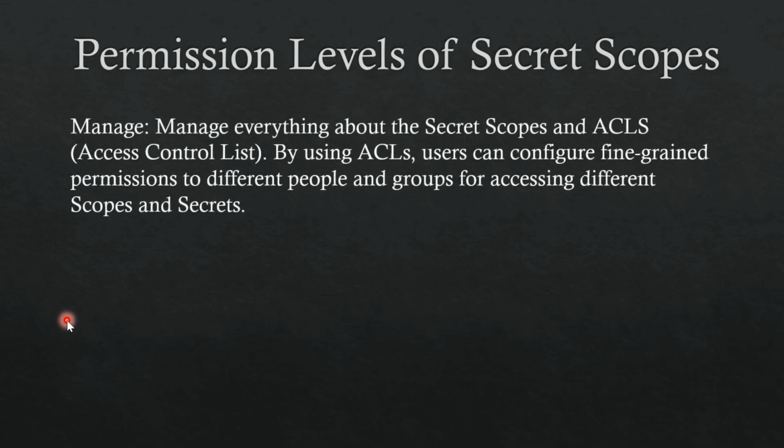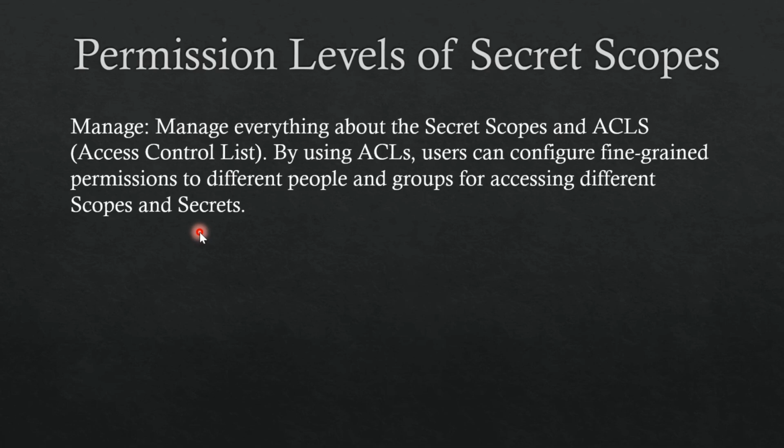Then comes the permission level of the secret scope. The first permission is manage, which gives you all the permissions for your secret scope, starting with managing everything in the secret scope along with the ACL. With the help of ACL, you can fine-grain your permissions for different people and groups for accessing different secret scopes. So you can manage your secret scope starting from reading, writing, and managing to whom that secret scope is visible and accessible.